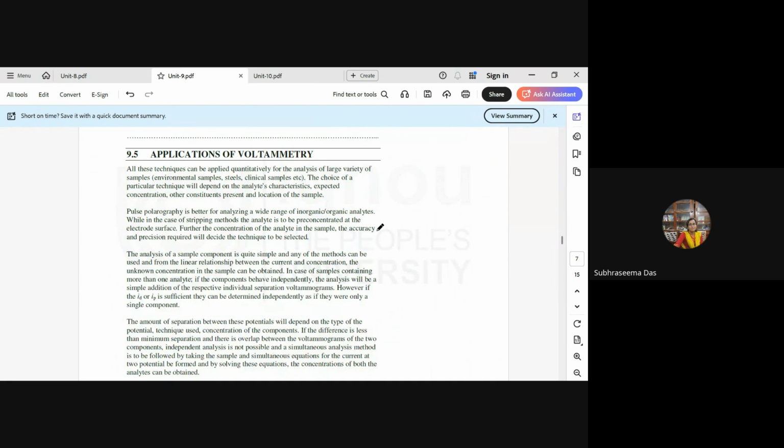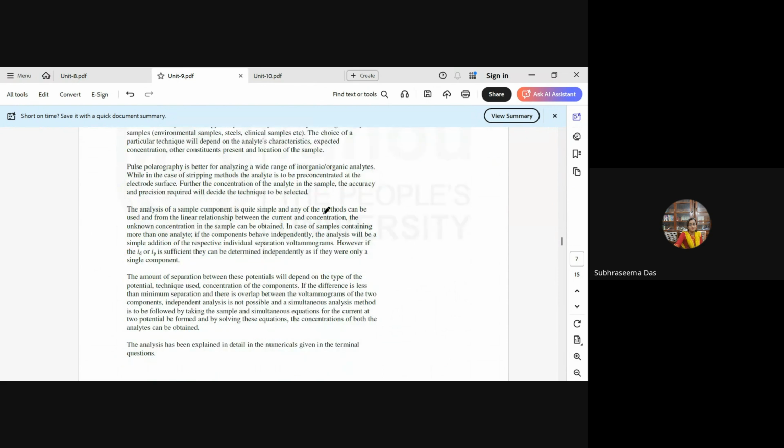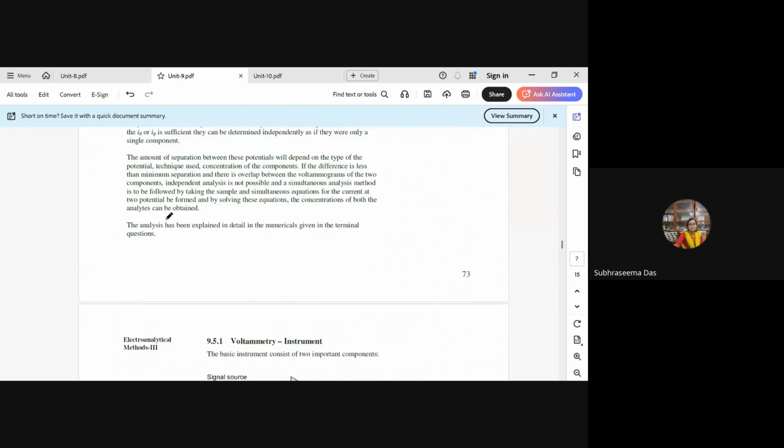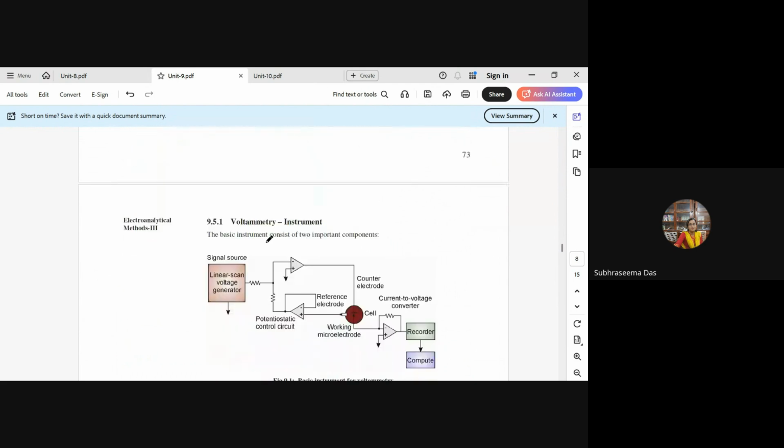Then coming to applications of voltammetry. All these techniques can be applied quantitatively for the analysis of a large variety of samples, like environmental samples, steels, etc. Pulse polarography is better for analyzing a wide range of inorganic and organic analytes. The analysis of sample components is quite simple, and any of the methods can be used. The amount of separation between these potentials will depend on the type of potential difference. And here an example has been given.